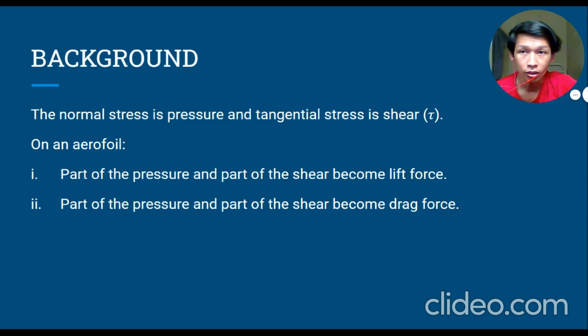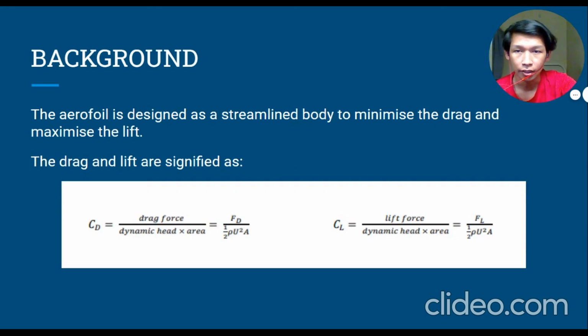As for the background, we continue from before. The normal stress is pressure and the tangential stress is shear, which is the symbol tau. On an aerofoil, there are two parts: part of the pressure and part of the shear become the lift force, and the second, part of the pressure and part of the shear become the drag force. This shows us the formula for the drag and the lift force.